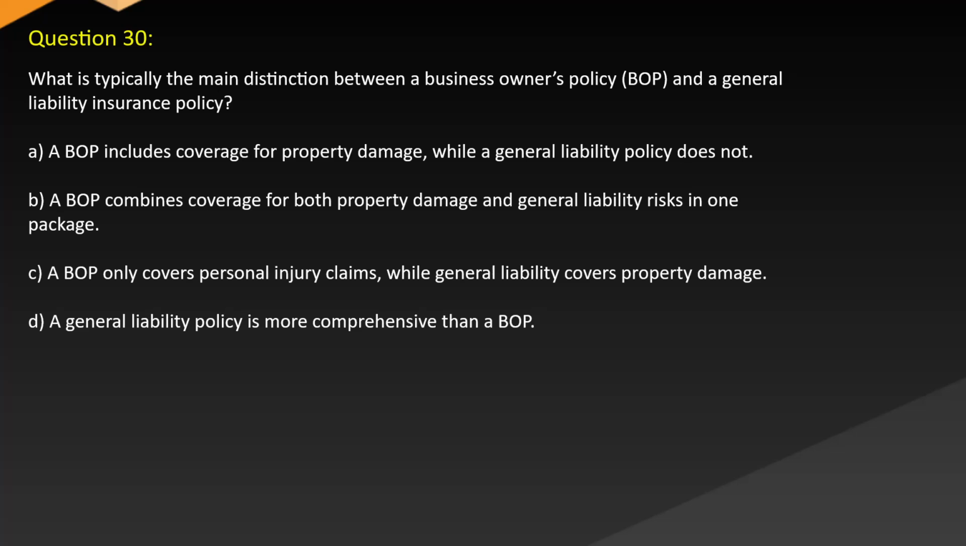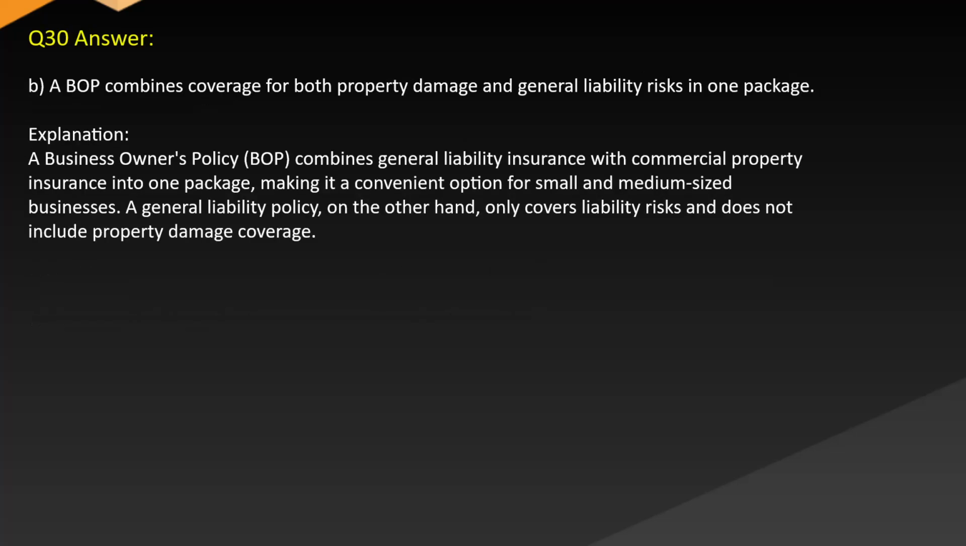Question 30. What is typically the main distinction between a business owner's policy, BOP, and a general liability insurance policy? A. A BOP includes coverage for property damage, while a general liability policy does not. B. A BOP combines coverage for both property damage and general liability risks in one package. C. A BOP only covers personal injury claims, while general liability covers property damage. D. A general liability policy is more comprehensive than a BOP. Answer: B. A BOP combines coverage for both property damage and general liability risks in one package.